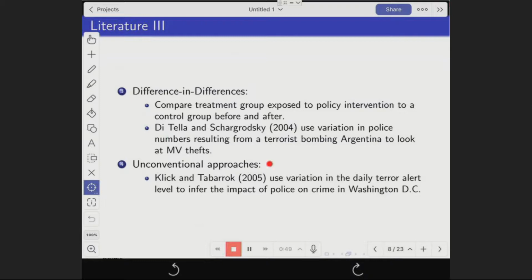And then I didn't quite know how to characterize studies in this literature, so I just called it unconventional approaches. Klick and Tabarrok use variation in the daily terror alert. In Washington, D.C., they have a terror alert level that changes daily. On high alert days, there are more cops out and about. On low alert days, there are fewer cops. So they essentially just compare crime on high versus low alert days. They can only infer the effect of police on crime because they don't have access to the number of police that are out and about for security reasons, and the police won't give it to them. So that's the summary of the literature on the effect of police on crime.